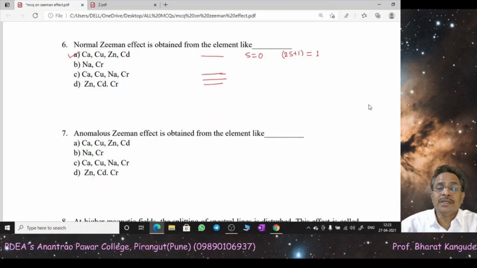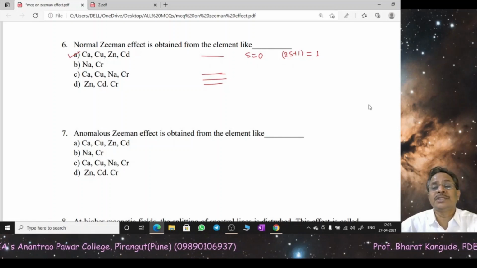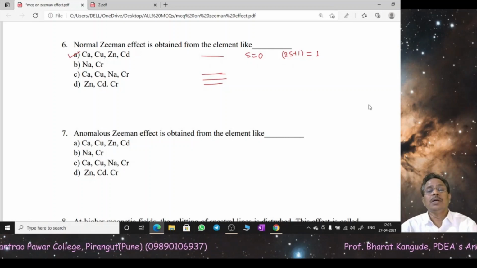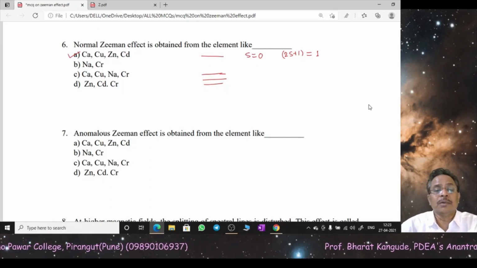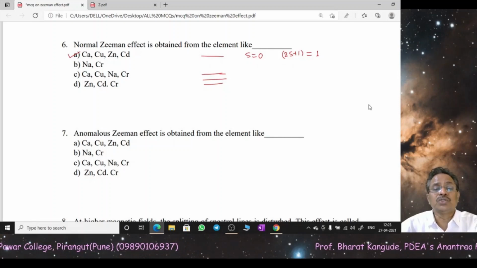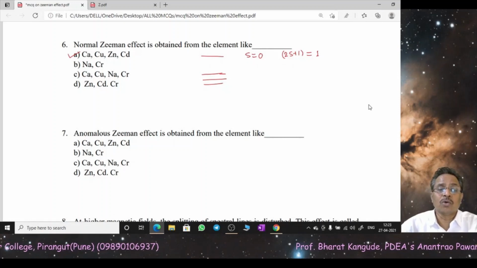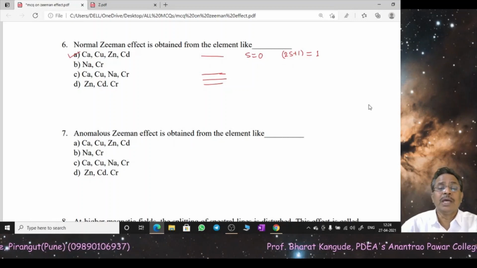When the electrons are paired and the total spin angular momentum of the system is found to be 0, then this type of normal Zeeman effect is observed. All these examples, copper, calcium, zinc and Cd, are the paired elements which show a normal Zeeman effect. Whereas Na, sodium, chromium etc. are elements having an unpaired electron and thereby some spin angular momentum, and therefore these elements show another effect that is called the anomalous Zeeman effect.